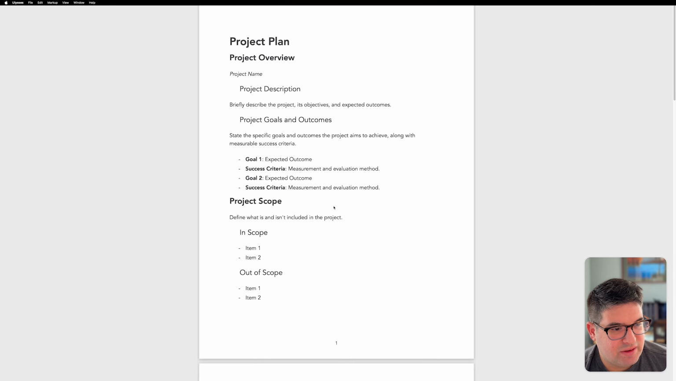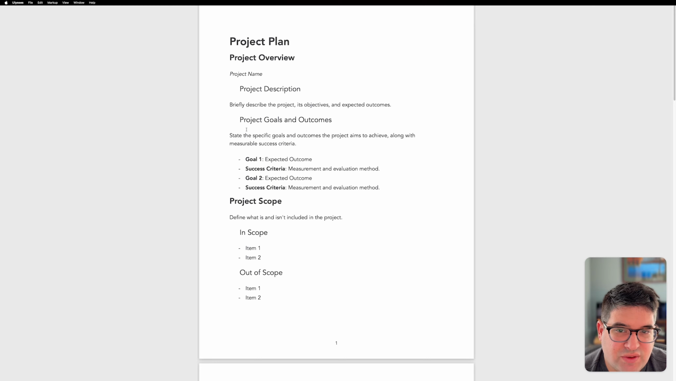Hi everyone. Let's take a few moments to talk about what we should include in a project plan specifically. So I've put together a kind of bare bones project plan based on several examples out there. And it's typical that the project plan has some basic information about the background of the project.